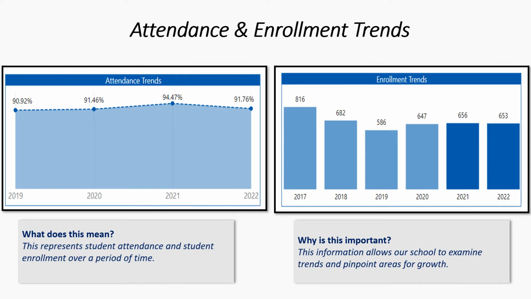Attendance and enrollment trends. What does this mean? These tables represent student attendance and student enrollment over a period of time. Why is this important? This information allows our school to examine trends and pinpoint areas for growth.